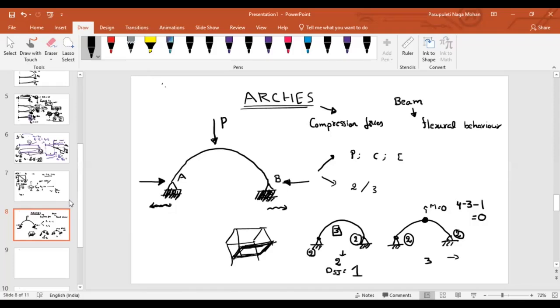So if it is a 3-hinged arch, what is the static indeterminacy? 0. That means the reactions of a 3-hinged arch can be found by using the equilibrium equations itself. Yes. If it is a 2-hinged arch, then we have to solve it by using indeterminate analysis. Right?